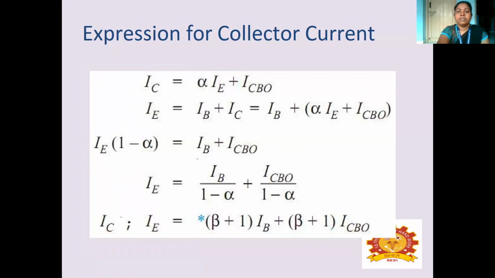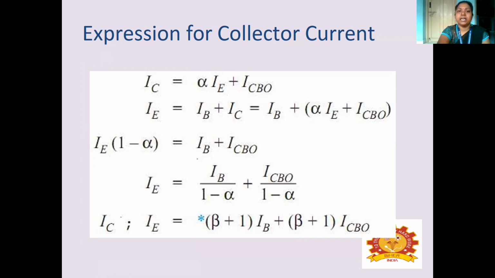Next, expression for the collector current. Now we are going to define the collector current IC. IC is equal to alpha IE plus ICB naught. We know that IE is equal to IB plus IC. IC value we know already, that is alpha IE plus ICB naught. ICB naught is the reverse saturation current. That is a small leakage current.